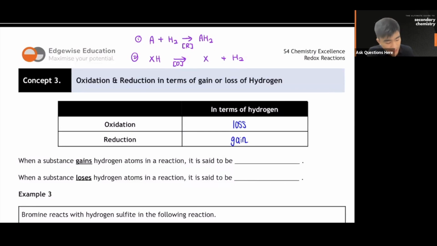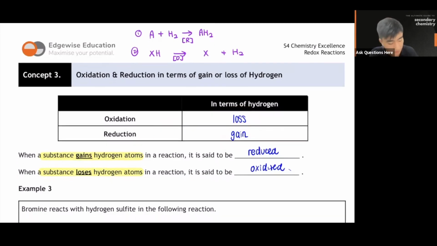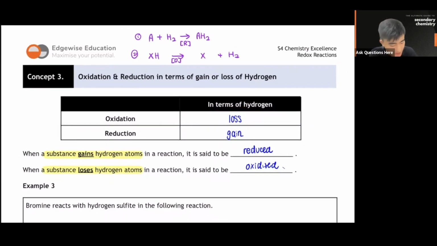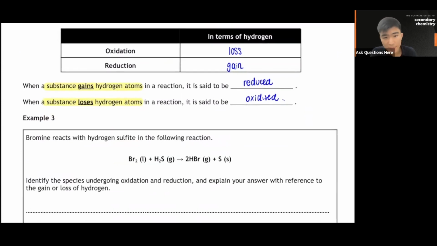Is that okay? Now, therefore, when a substance gains hydrogen atoms in a reaction, it is said to be reduced. Whilst if a substance loses hydrogen atoms in a reaction, it is said to be oxidized. So you can see over here that oxidation is the loss of hydrogen, and reduction is the gain of hydrogen. It is the opposite of oxygen. If you're all good with this, let's look at example 3 to illustrate what we mean by this.